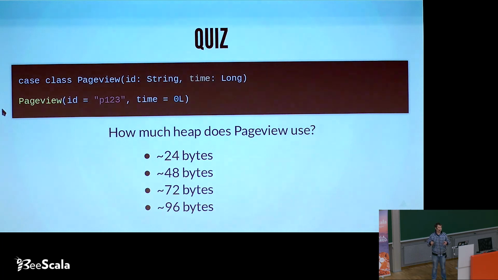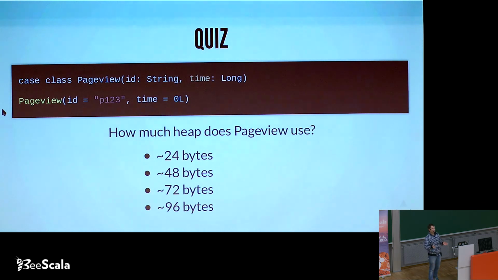But before voting, I will just give you some hints. You know that if it's a case class, it's still a JVM object. It has a header, which is usually about 12 bytes. We have 4 to 8 bytes for the string, and 8 bytes for the long value. So maybe it's 24 bytes. Who's voting for 24?